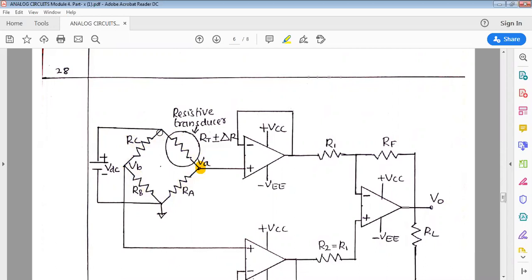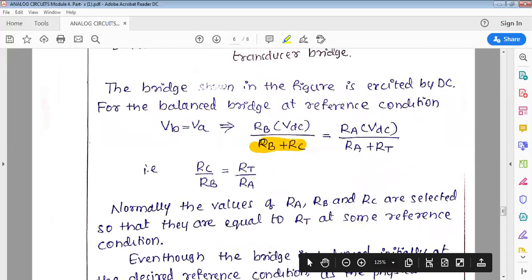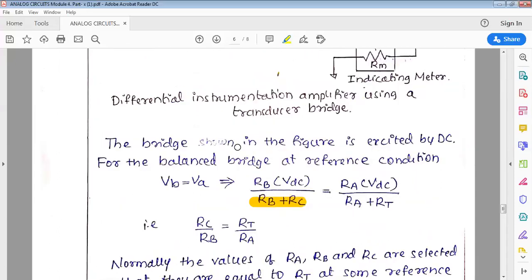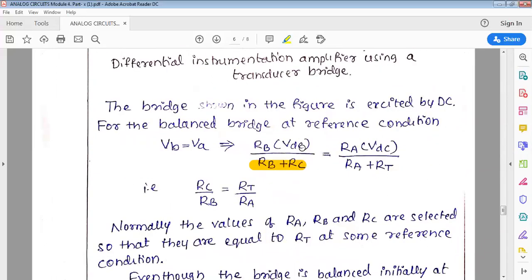Now let us consider this path. The voltage is VDC, and what is the total resistance of the path so that it can reach the ground? So it has to follow this path, right? So the total resistance of this path is RB plus RC. And we can write the current as a ratio of the voltage applied, that is VDC, divided by the overall resistance of the path. So I have written here VDC divided by the overall resistance of the path, RB plus RC. So this part, which I have shown with the highlighter, is nothing but the current.